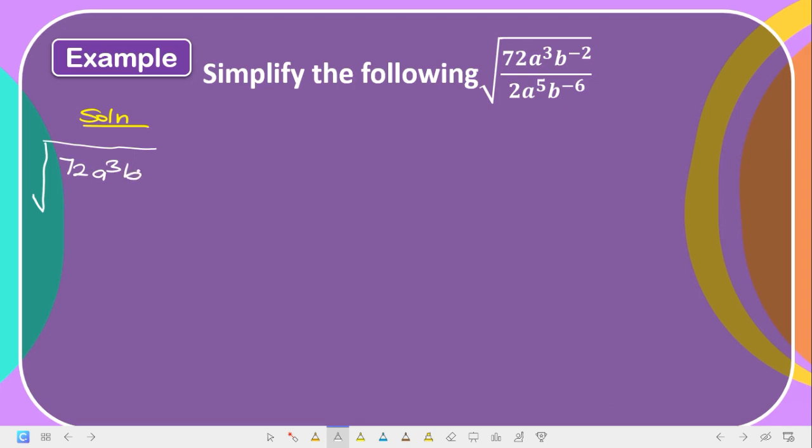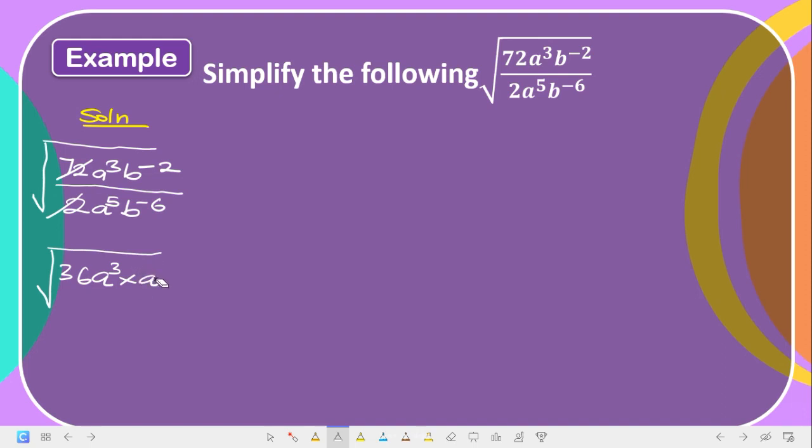Is that also? Yes. B to the power of what? 2. Minus 2, all over 2 times a to the power of 5 and b to the power of minus 6. Now, do you know that 72 can divide 2? If 72 divides 2, what are we going to have? 36. So, we are going to have the square root of 36. Now, if this a comes up, it becomes a raised to the power of what?